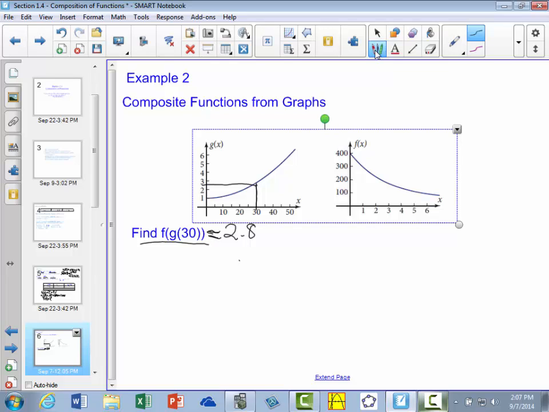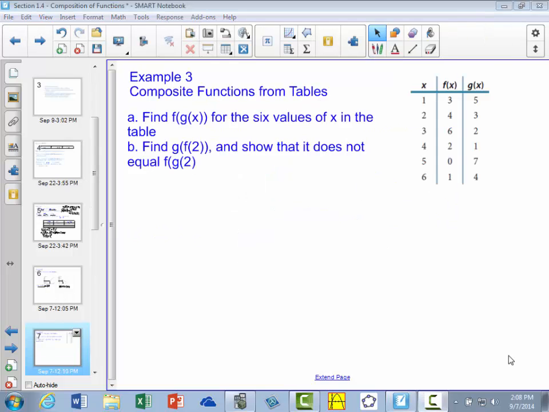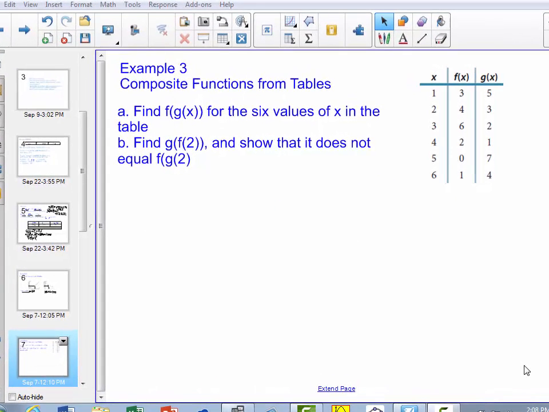Now we take that answer that we got for g of 30, 2.8, and we apply it to the graph for f, where 2.8 will be the x value on the graph of f. From that x value we go up and then over to find that f of 2.8 is approximately 170.